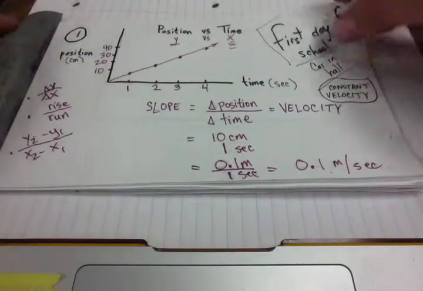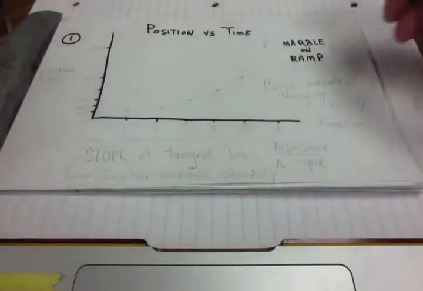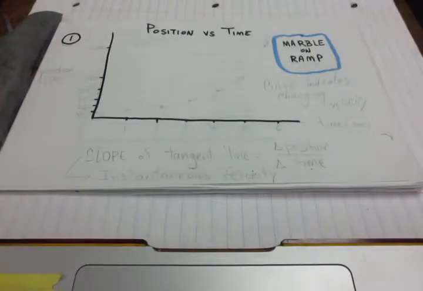Okay, so yes. Now let's take a look. Another way we could create a position versus time graph was our second day of school. And a good way to think of that is I had you guys rolling marbles down a ramp.